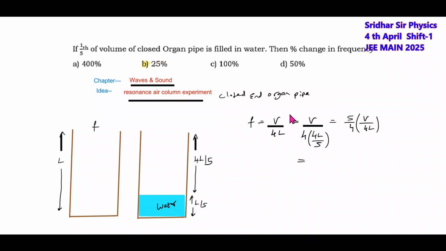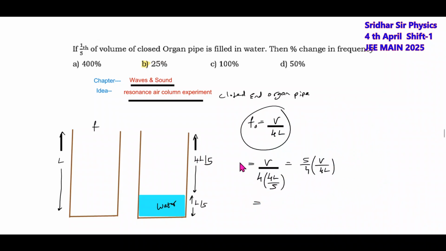Earlier this is F naught, we'll assume that. The percentage change in frequency is being asked. The new one is this one, I'll modify it. Earlier it was F naught, V by 4L. Now the effective length of this closed end organ pipe will be 4L by 5. This will become the closed end and this will be the open end.